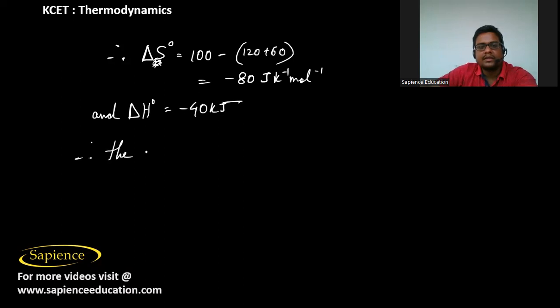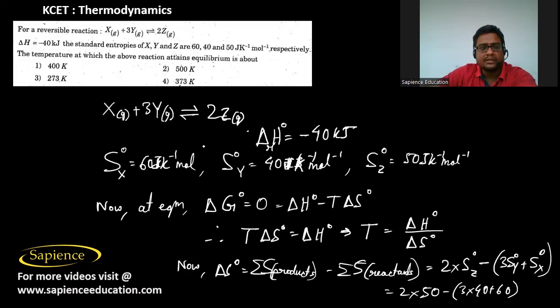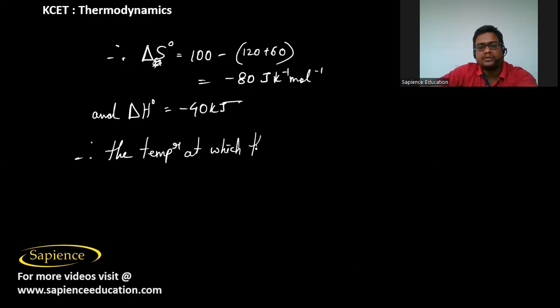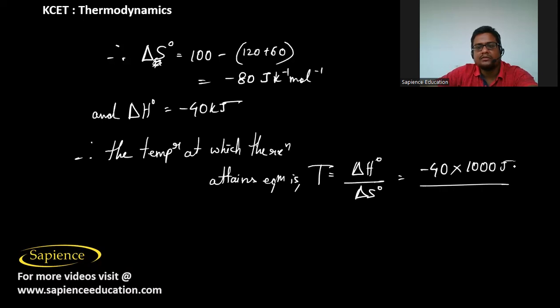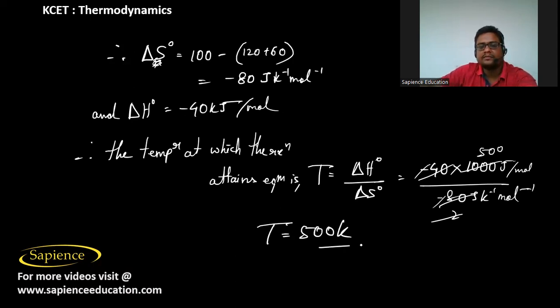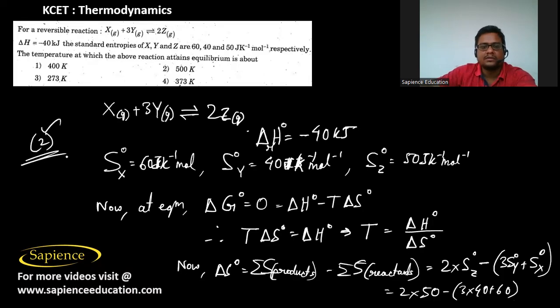So therefore the required temperature at which the given reaction attains equilibrium is T equal to delta H naught divided by delta S naught. So that will be equal to minus 40 into 1000, since 1 kilojoule is 1000 joule, divided by minus 80 joule per Kelvin per mole. So the answer will come in Kelvin. Minus minus will cancel, 40 to the 80, and 500, 2 into 500 is 1000. So the required temperature is 500 Kelvin. So it means option 2 is the correct answer.